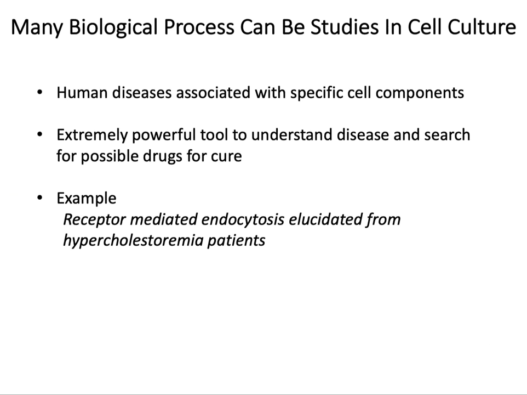It is not always possible to find a patient with a particular disease, and practically and ethically it is impossible to study diseases in patients routinely except in a few instances. So the scientists have to study them in vertebrate animal models, but even the animal model studies have limitations. But as many human diseases are associated with specific cell components and their malfunctioning, studying cells in culture provides an extremely powerful tool to study many diseases. For example, receptor-mediated endocytosis was elucidated from hypercholesterolemia patients.